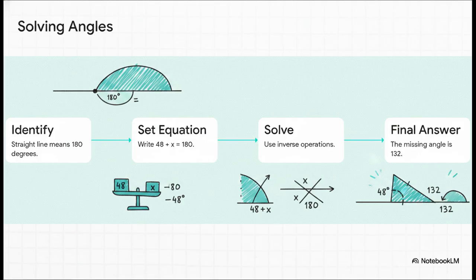Let's walk through the proper playbook. Step 1. You see a straight line, so you identify the relationship as supplementary, meaning 180 degrees. Step 2. Write the equation. If one angle is given as 48 degrees, you write 48 plus x equals 180. Step 3, solve it algebraically using inverse operations. You want to isolate the variable x, right? So you subtract 48 from both sides of the equal sign. Step 4, your final answer is 132 degrees. By setting up the equation, you literally take the cognitive load off your working memory and let the algebra guarantee your accuracy. Bottom line, don't stop halfway.